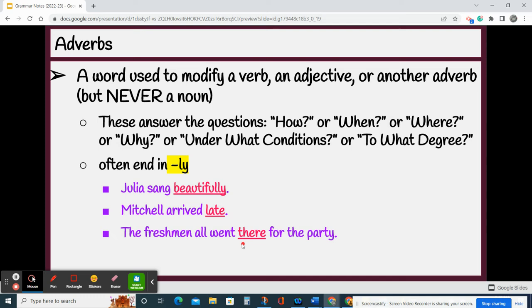If you have any questions on adjectives and adverbs, definitely either let me know in class or send me a Canvas message or text me on Remind, whatever it is that you need for me to get you the clarification or the support that you need.